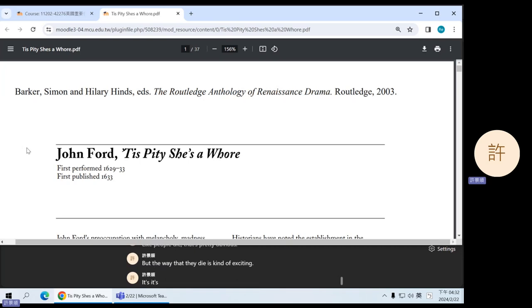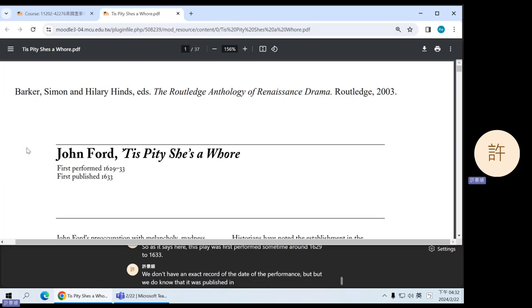There is no other death on stage from a Renaissance English play quite like this death. Very, very memorable death scene. We'll get to it in 3 weeks. Don't worry. So as it says here, this play was first performed sometime around 1629 to 1633. We don't have an exact record of the date of the performance. But we do know that it was published in 1633, so it must have been performed before that.